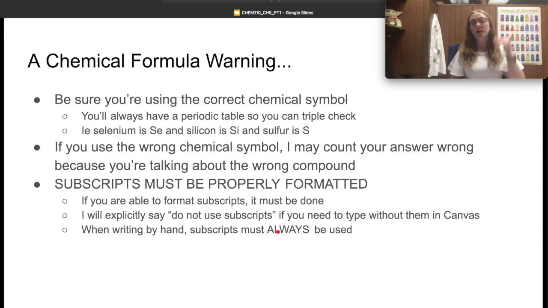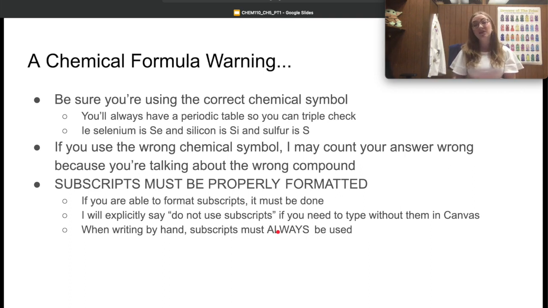So if you want to talk about selenium, you're going to use capital S, lowercase e. You want to use silicon, you're going to use capital S, lowercase i. You're going to talk about sulfur, it's just that capital S, okay? So don't get them confused. Don't just guess and hope you're right. You'll always have that reference tool there for you.